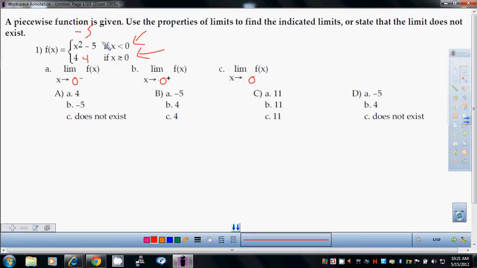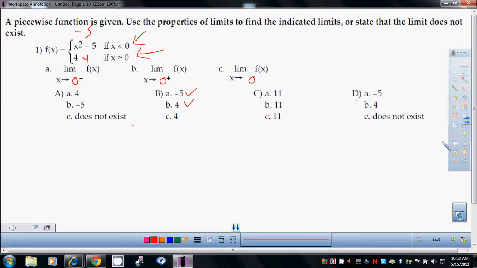So the left-hand limit is -5, check. The right-hand limit is 4. Check. What is the overall limit? That's right. These numbers have to match. If they match, that's your overall limit. If they don't, it wouldn't exist. So if it had been 0, the correct answer would have been D. -5, 4 does not exist. But it wasn't. So that answer your question, Ben? Other questions on number 1?